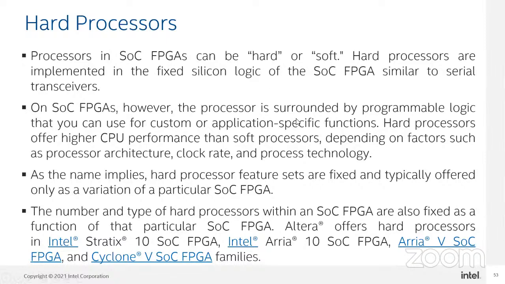What is the greatest advantage here of hardcore processors? They offer higher CPU performance. They can operate up to 1.5 gigahertz. That much operating frequency is not possible with soft core processors. It also depends on factors such as processor architecture, clock rate, and process technology.